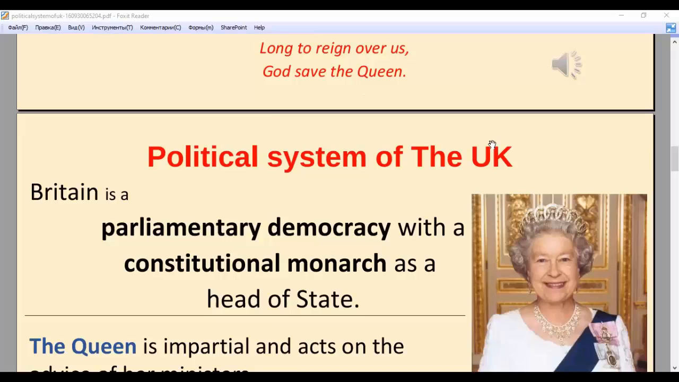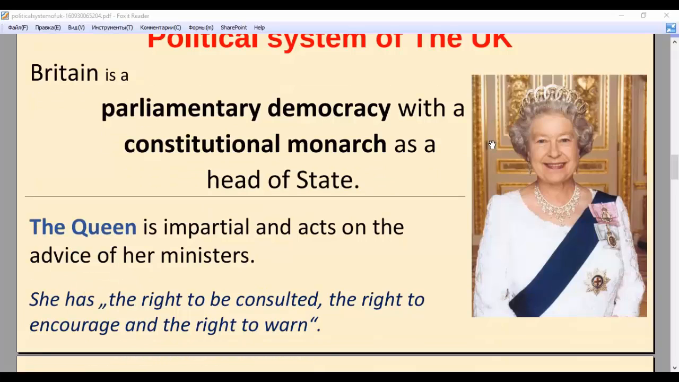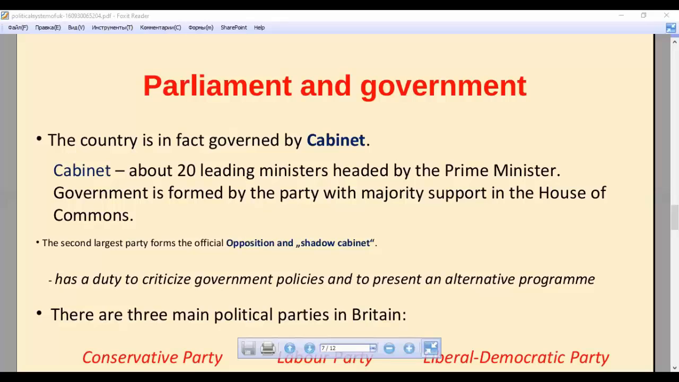Okay, so let's talk about the political system of the UK now. As you know, Britain is a parliamentary democracy with a constitutional monarch as head of state. The Queen is impartial and acts on the advice of her ministers, and she has the right to be consulted, the right to encourage and the right to warn. So she is one of the main persons in the country. The next main person in the country is, of course, the Prime Minister. The Prime Minister nowadays is Boris Johnson.